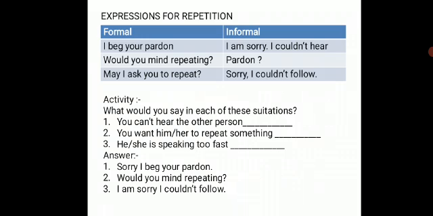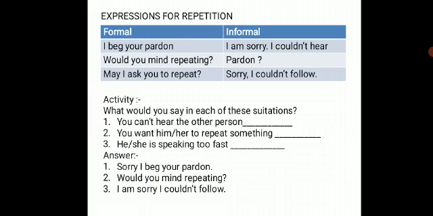Now the activity is, what would you say in each of these situations? First, you can't hear the person. So what expression will you use? The second one is, you want him or her to repeat something. And the third one is, he or she is speaking too fast.